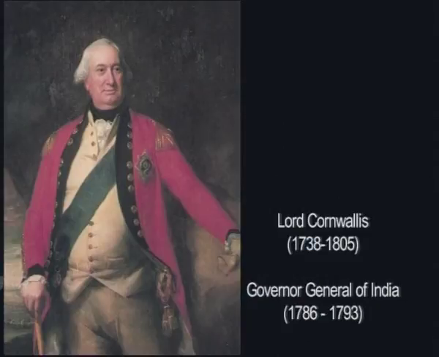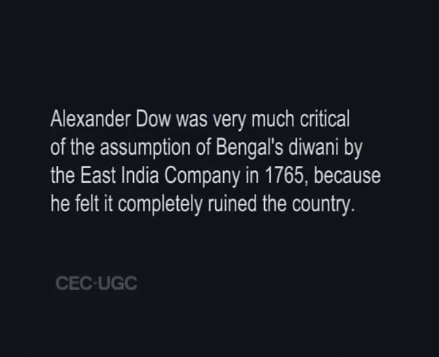Although the Permanent Settlement was introduced during the time of Lord Cornwallis, it was not his brainchild. It has been pointed out by Firminger that two persons, Alexander Dow and Henry Patullo, had anticipated Philip Francis in formulating the ideas on the introduction of the Permanent Settlement. Dow was very critical of the assumption of the Dewani by the company in 1765, and he pointed out that this assumption brought havoc to the country. It ruined the country. He wanted that a right to landed property should be established, and that all land should be sold and then settled on a permanent basis.